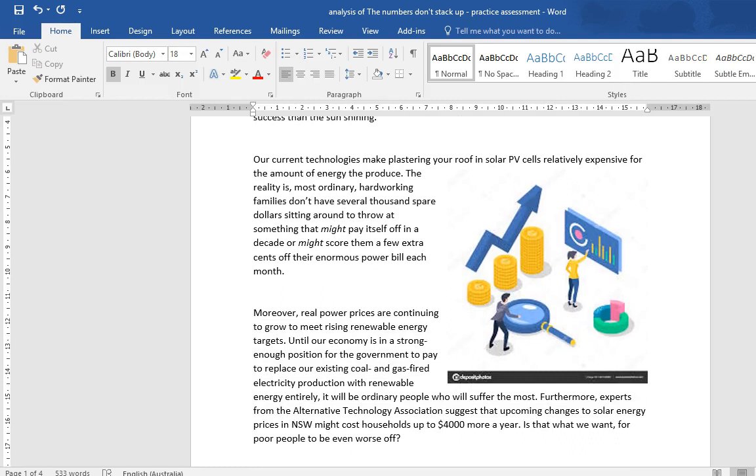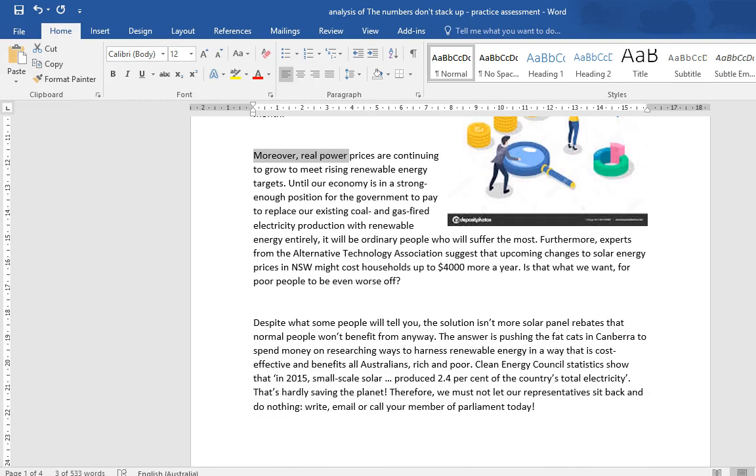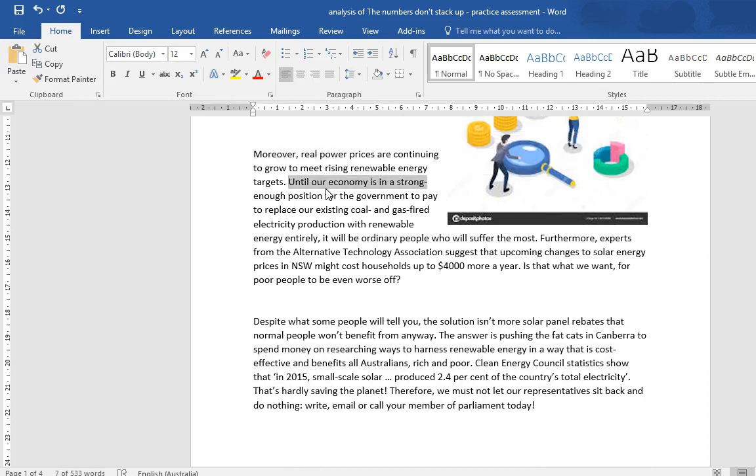Our current technologies make plastering your roof in solar PV cells relatively expensive for the amount of energy they produce. The reality is, most ordinary hardworking families don't have several $1,000s sitting around to throw at something that might pay itself off in a decade, and might score them a few extra cents off their enormous power bill each month. Moreover, real power prices are continuing to grow to meet rising renewable energy targets. Until our economy is in a strong enough position for the government to pay to replace our existing coal and gas-fired electricity production with renewable energy entirely, it will be ordinary people who will suffer the most.